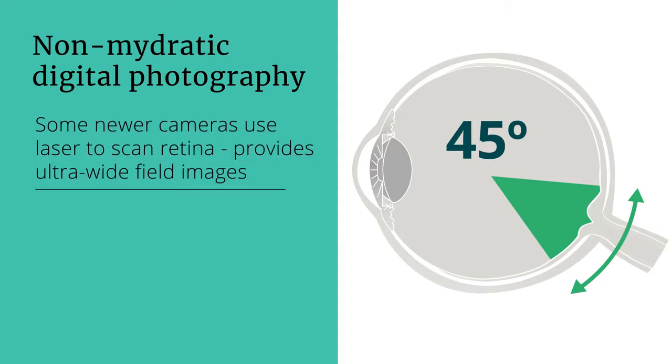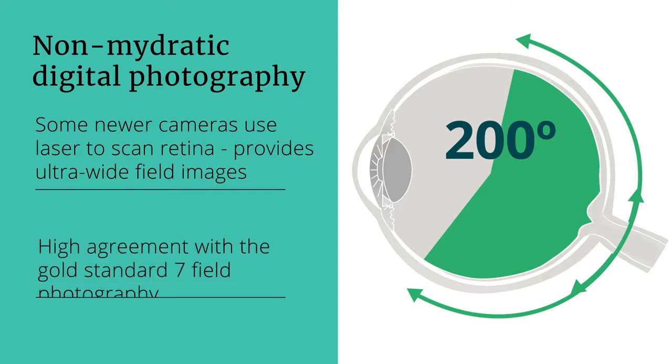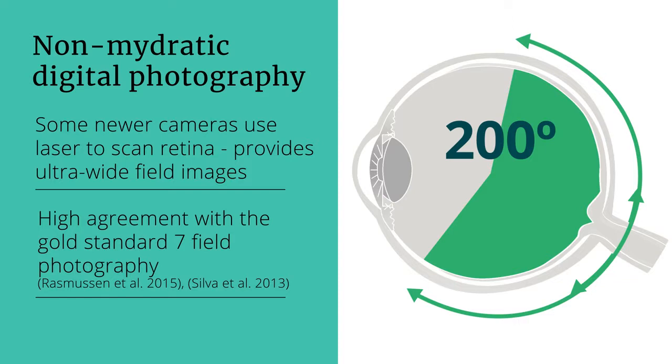Some newer imaging systems use lasers to scan the retina and provide an ultra-wide field image, up to 200 degrees instead of 45 degrees. The lasers are non-contact and do not need a dilated pupil, which is better for the patient. They can also penetrate through opacities such as corneal haze and early cataract. Studies using this method have found it to have a high agreement with the gold standard 7-field photography.